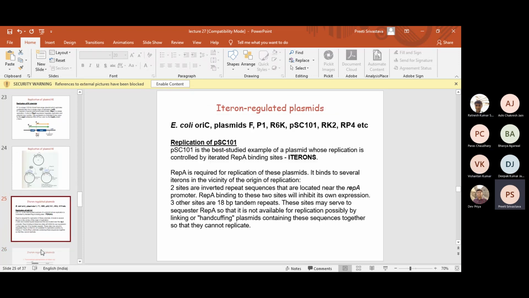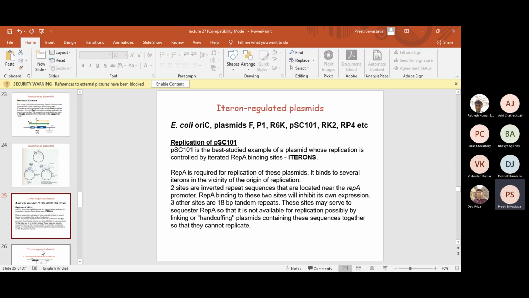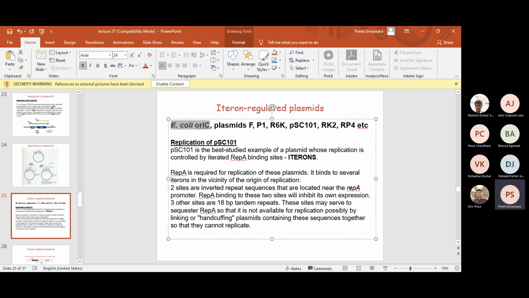Okay. So the last one is iteron regulated plasmids. This mechanism actually operates for the E. coli chromosome as well. So in the E. coli origin of replication, the regulation takes place by iterons, and many low copy number plasmids, for example F and P1, also have a copy number of 1 to 2. They also have the regulation achieved by iterons. R6K, pSC101, RK2, RP4, they all are very low copy number plasmids, and they all are regulated by iterons.